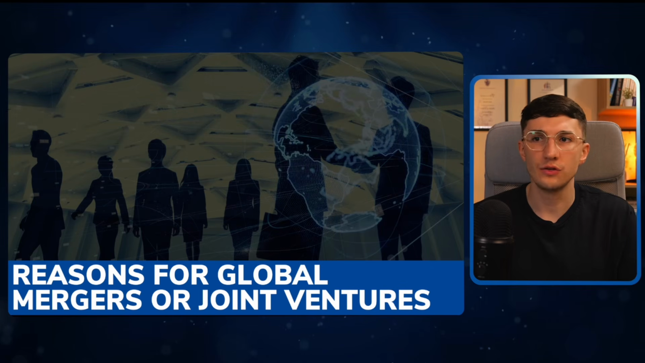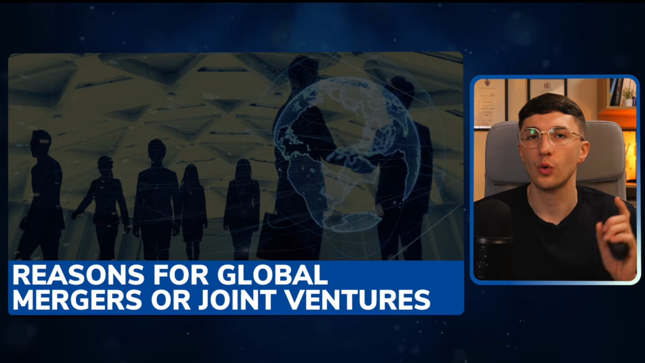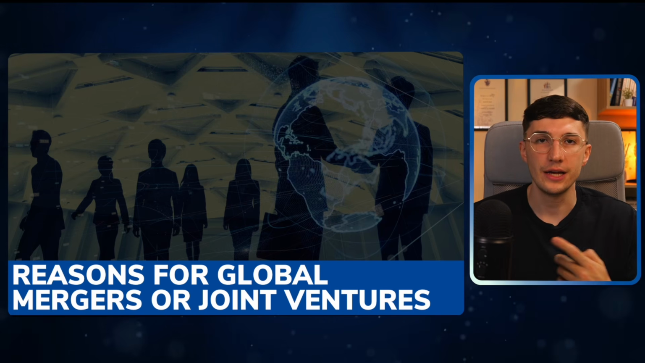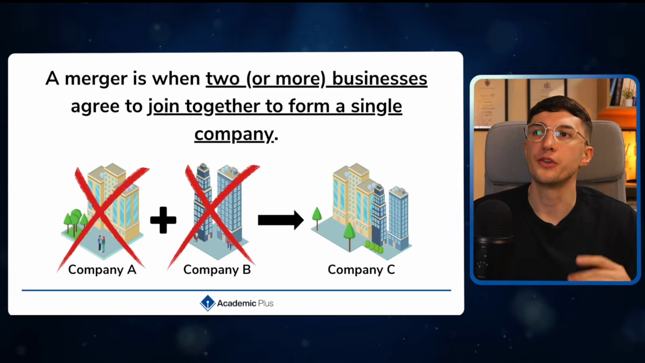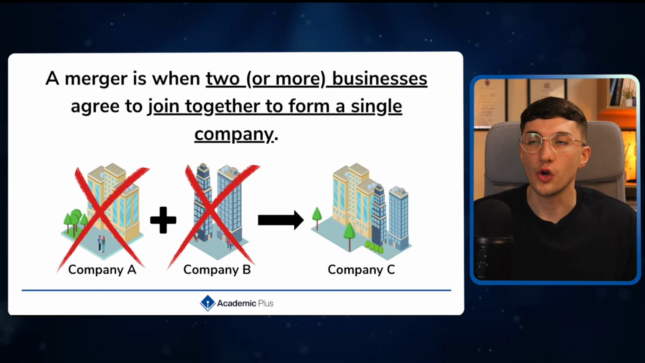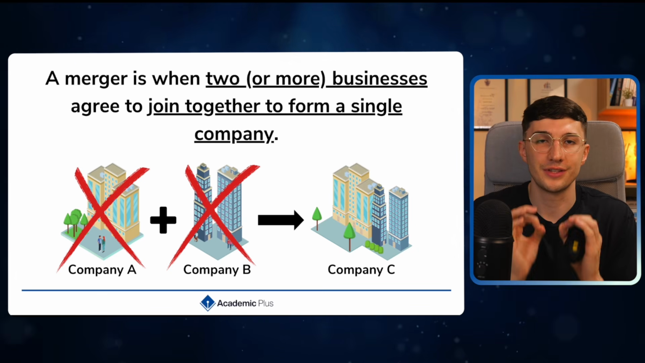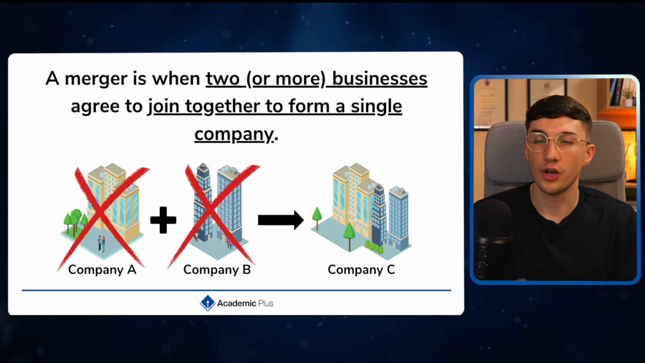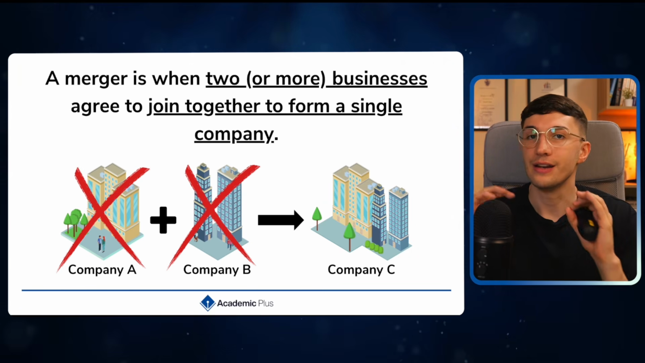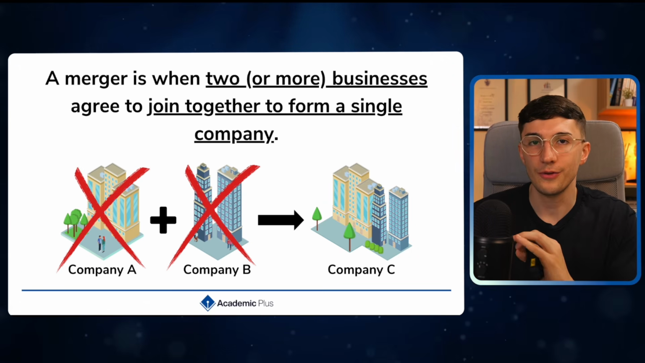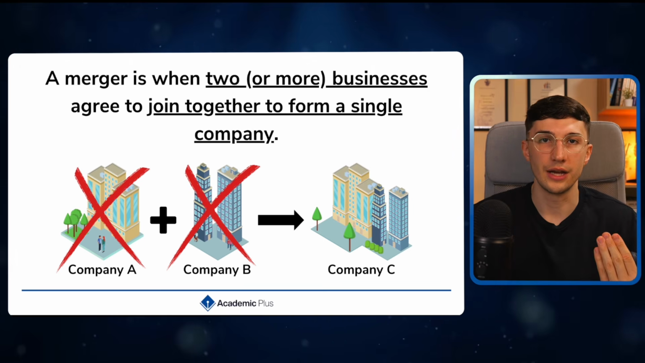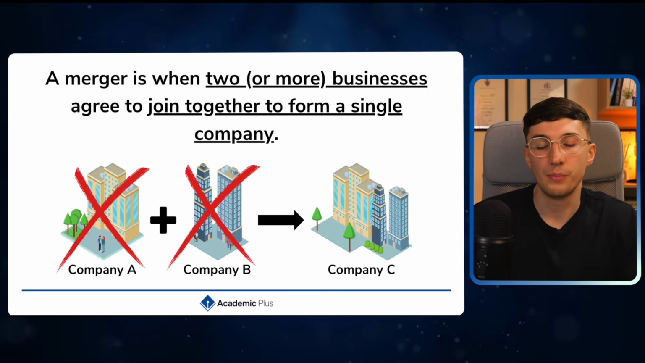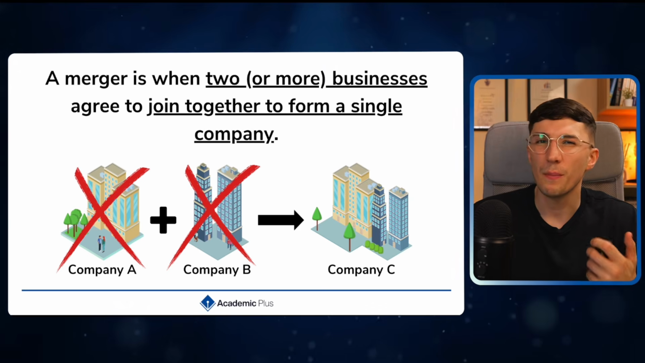The next topic that we're going to take a look at in this revision video will be the different reasons why we want to look at global mergers or joint ventures. Now quickly, a little bit of recap. Remember, a merger is when 2 or more businesses agree to join together to form a single company. Now remember, with a merger, those single entity companies no longer exist. The only thing that exists is this new merged company, and it must be agreed on by both companies, so typically a merger is a lot friendlier.